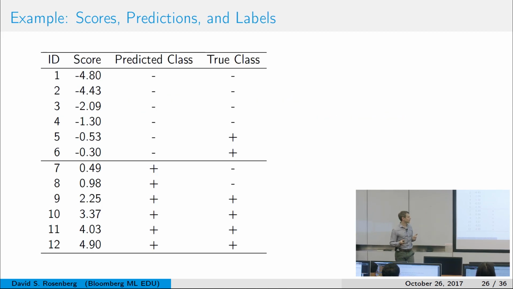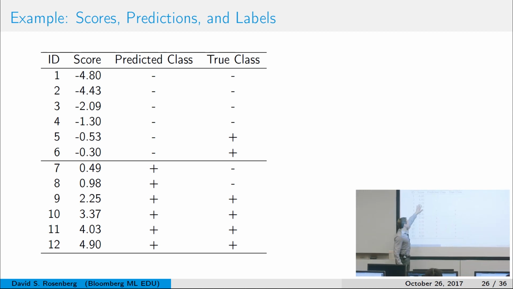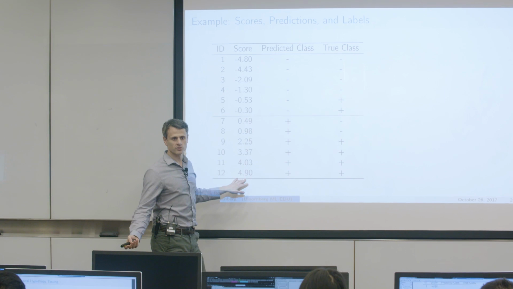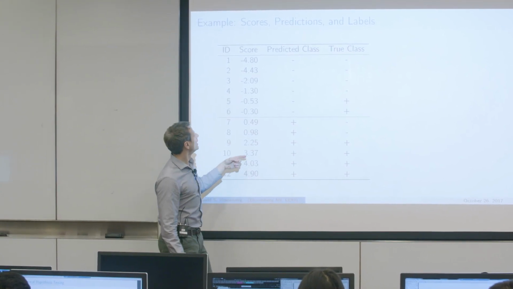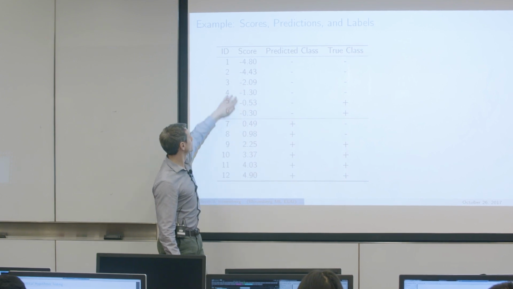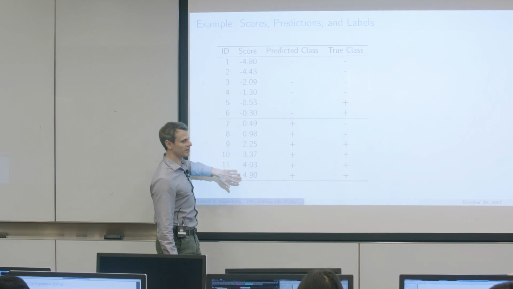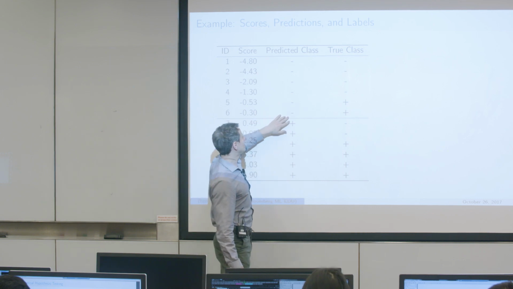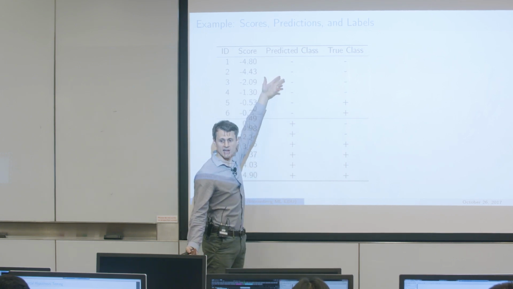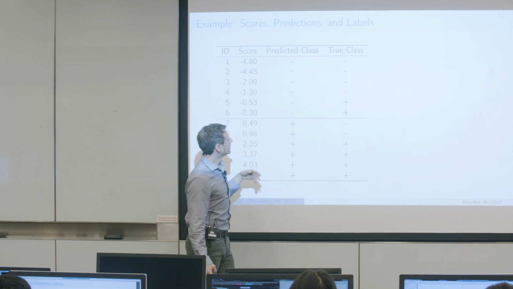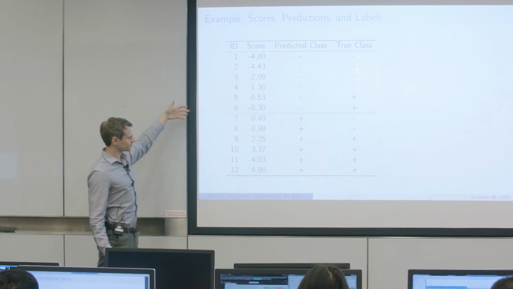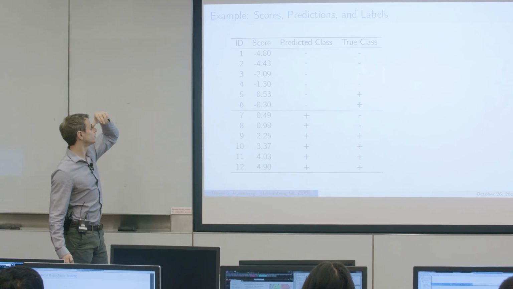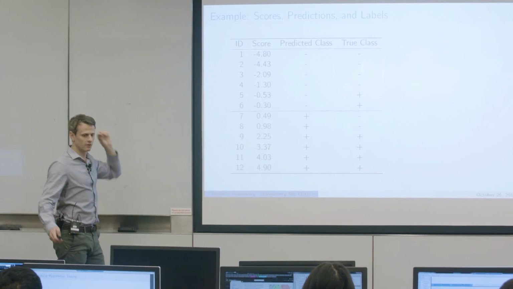So here's an example. Here's a bunch of scores produced by some prediction score function. I've sorted them from lowest to highest. And thresholding at 0, anything above the line is a negative prediction and anything below the line is a positive prediction. And then over here we have the true class labels for negative and positive. So how many errors, what's the error rate here? 4 out of 12, 1/3, great.